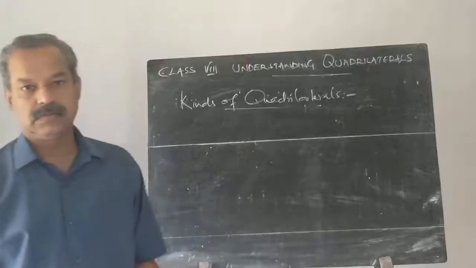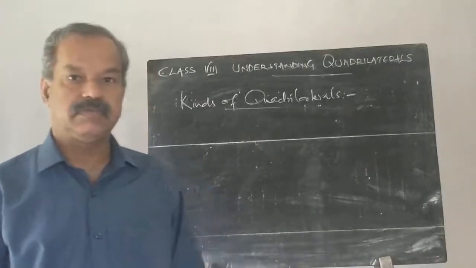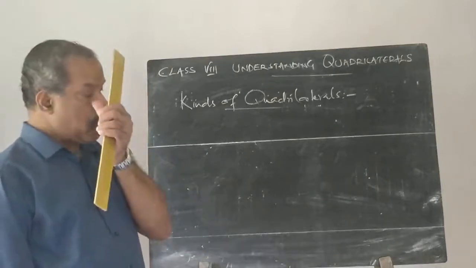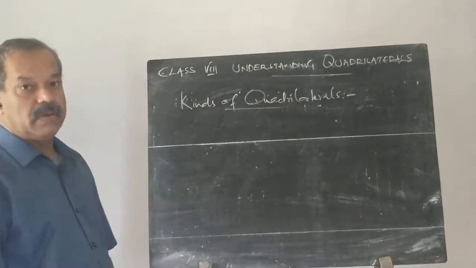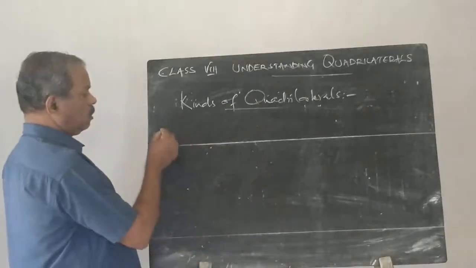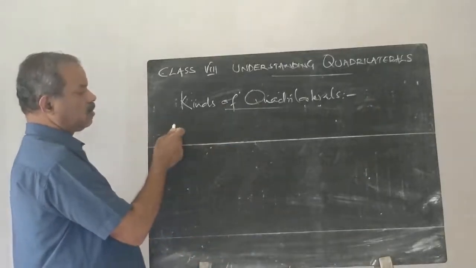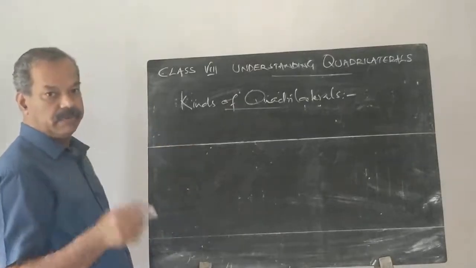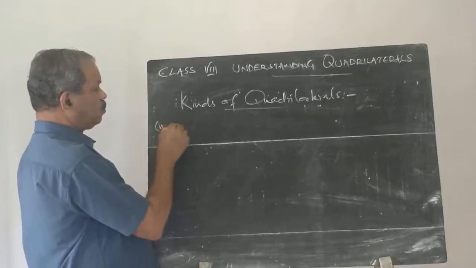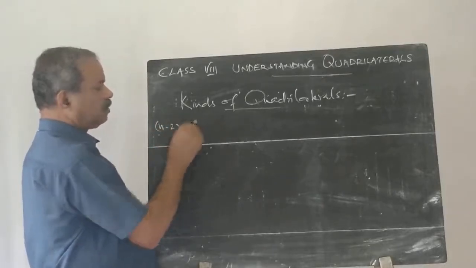Dear children, in the last class we have seen how to calculate the angle sum of a quadrilateral or any polygon. How will you calculate the angle sum of any polygon? The sum of all the interior angles of a polygon with n sides equals (n minus 2) into 180.